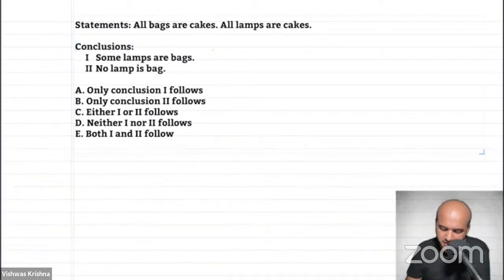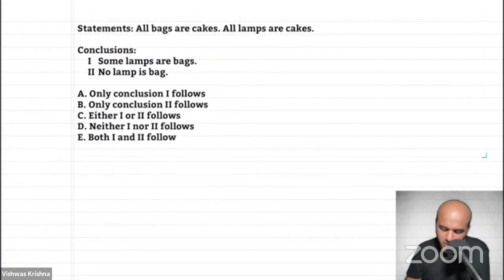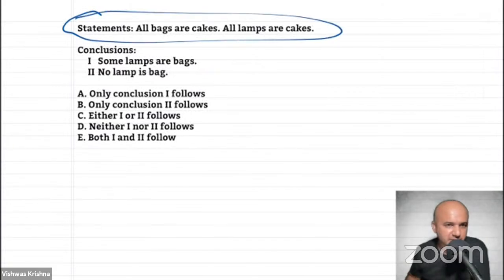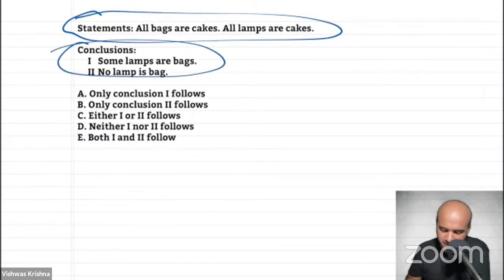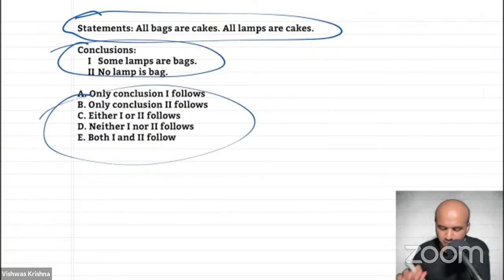Now, this part is the statements part. This part is the conclusions part. This is the answer part. That much you have to understand, which is which. Now, what are the statements which are being made? They say all bags are cakes and all lamps are also cakes.